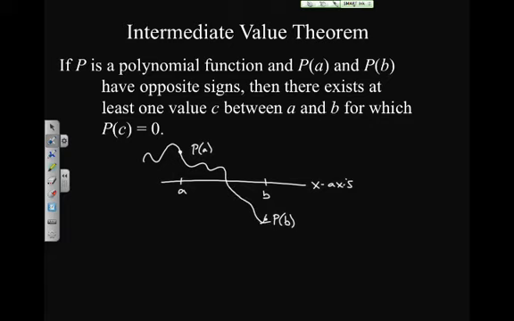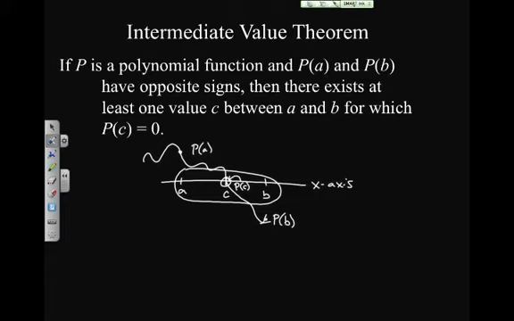What they're saying is, at some point in this region between A and B, basically the graph has to cross the x-axis. In this case, it's right here, and they're calling that point C. They're saying somewhere there's a C value between A and B so that P of C is equal to 0. And that's all they're saying. They're saying that it can't jump over the line.